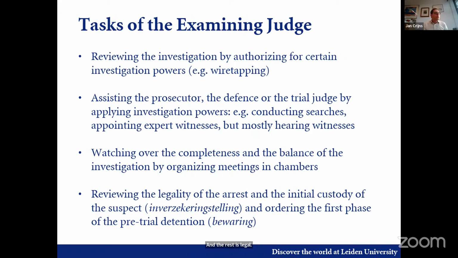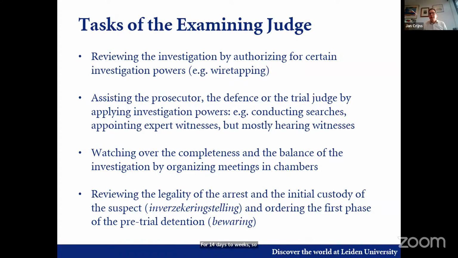He may also decide to lengthen the pre-trial detention. He may order for a new term of pre-trial detention. And the first phase of pre-trial detention, ordered by a judge, ordered by the examining judge, we call bewaring in Dutch. And that is the first phase of pre-trial detention for 14 days, so 2 weeks.